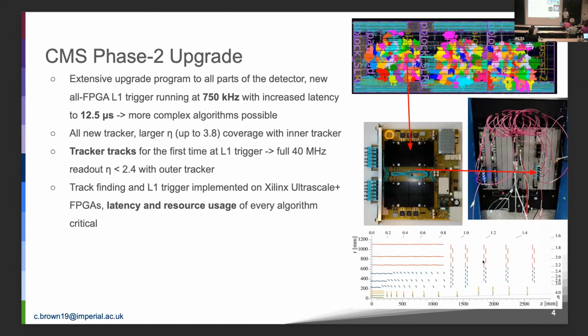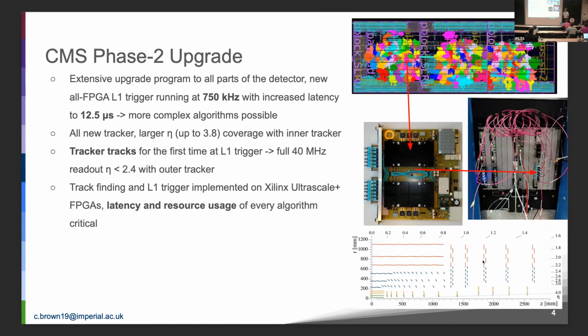So all of this is part of the overall CMS phase 2 upgrade. So this is the upgrade for the high Lumi. And you'll see extensive upgrades for all parts of the detector. I'll only focus on the level 1 trigger because that's relevant. And this has all been moved onto an all FPGA based trigger. Our overall rate is going to go up to 750 kilohertz, and our latency is going to go up by about 3 times to 12.5 microseconds. And this is great because it means we have far more scope for more complicated algorithms.